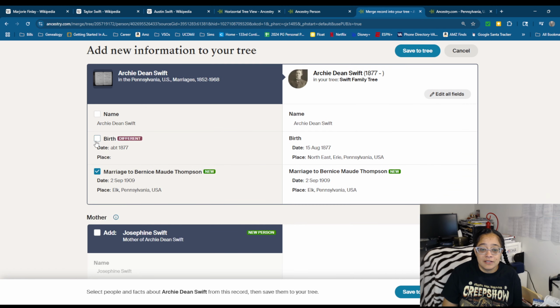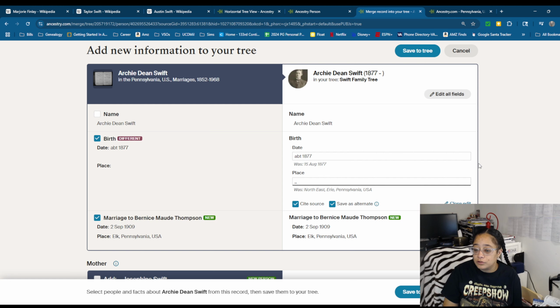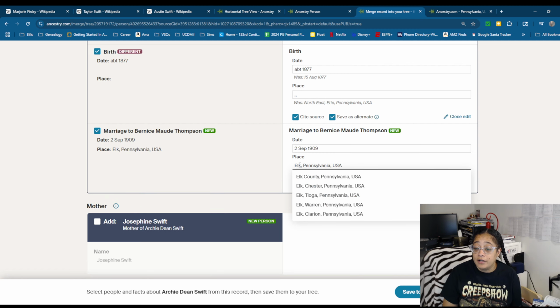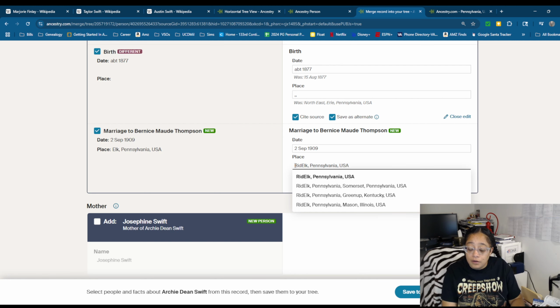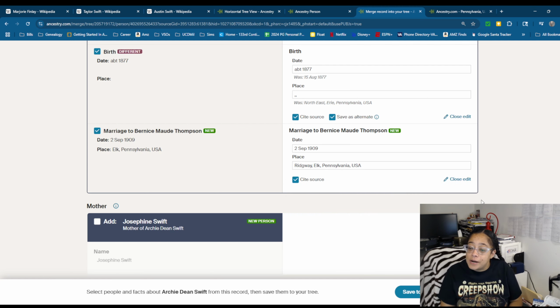Archie Dean Swift is the same, about 1877, based on the age. We're going to do our placeholder for the place because that wasn't listed in there. They were married September 2nd, 1909. We know they were married in Ridgeway, so we're going to go ahead and add that in. Ridgeway with no E. Thank you very much.